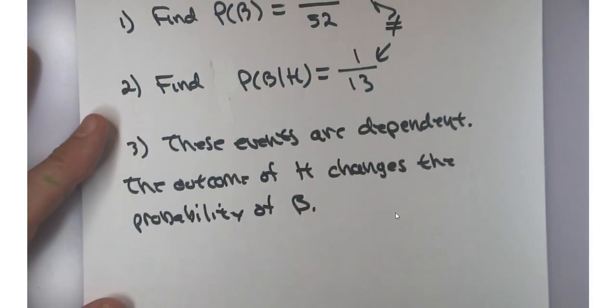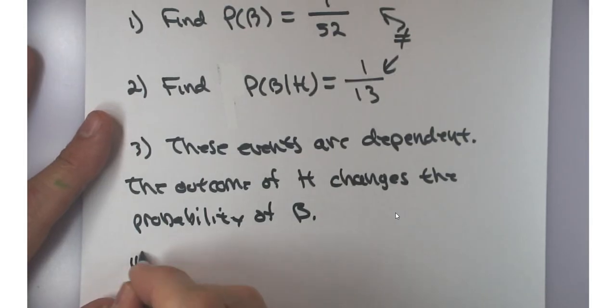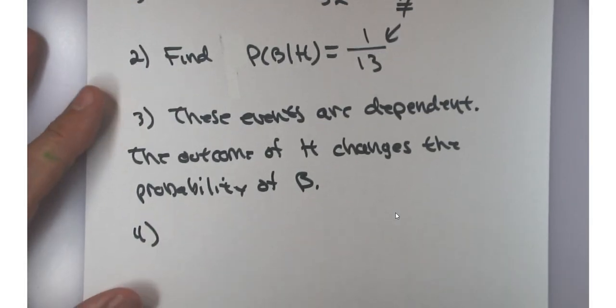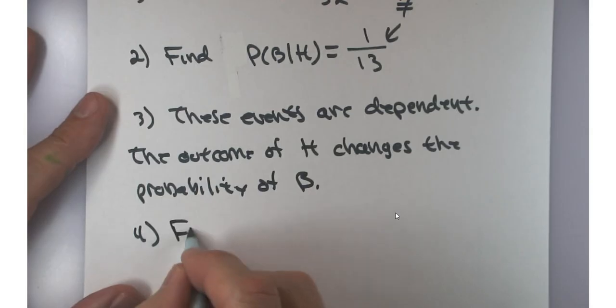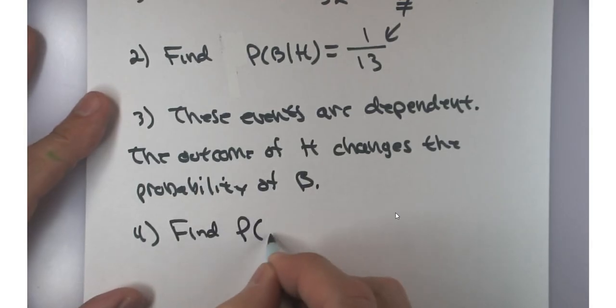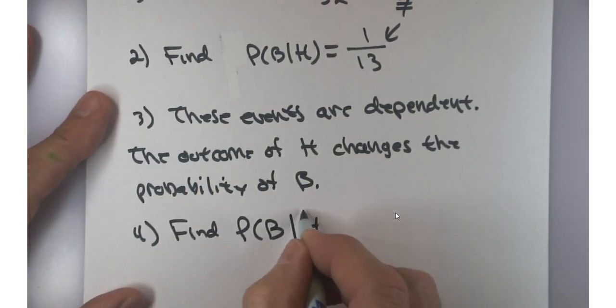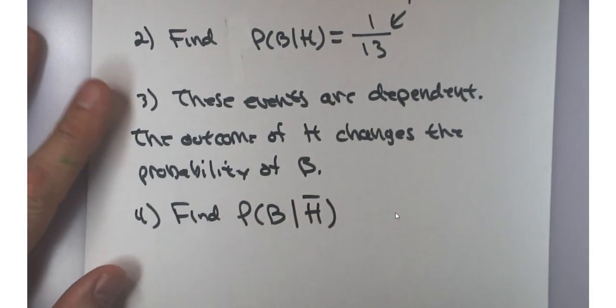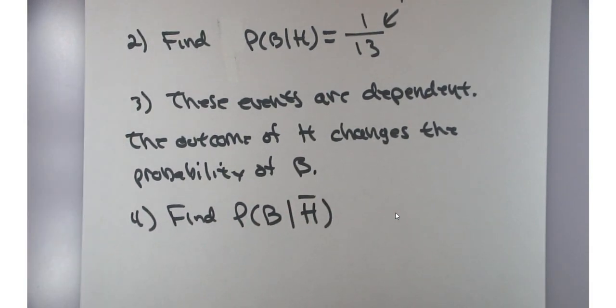I got one last one here for you. So kind of the all-star part here. Find the probability of B given H bar. Ooh, so now you've got to think a little bit about H bar. What's H bar represent? One more time? Not a heart. All right. So calculate that probability now.